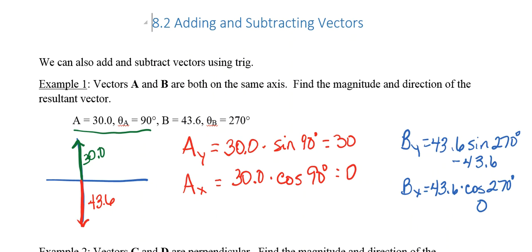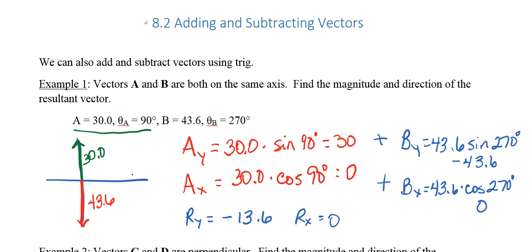So what we do now is put together the components. I'm going to add the x's and add the y's. If I add the y's, I end up with a new one. My resultant y, 30 plus negative 43.6, would be negative 13.6. And my resultant x, 0 plus 0, is 0. That makes sense based on what we talked about. It's not going to go sideways, that's the 0, but it's going to end up going more down, and negative 13.6 makes sense because that force is 13.6 units greater than the upward force.